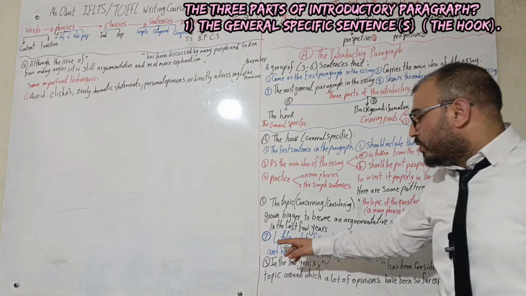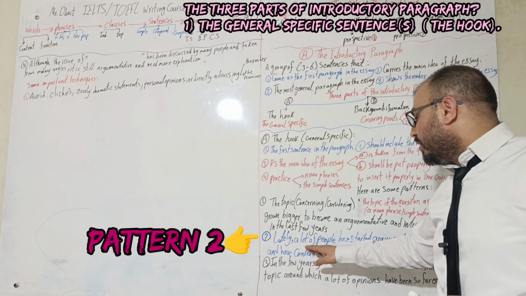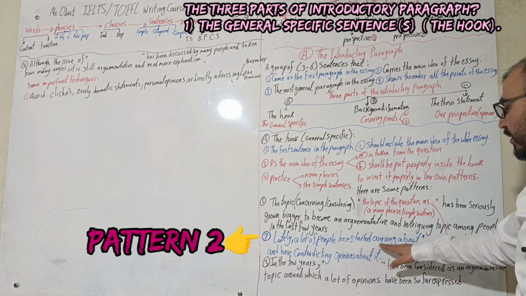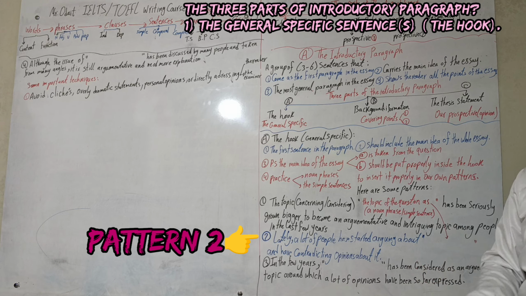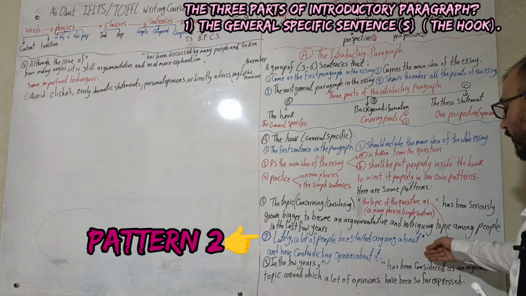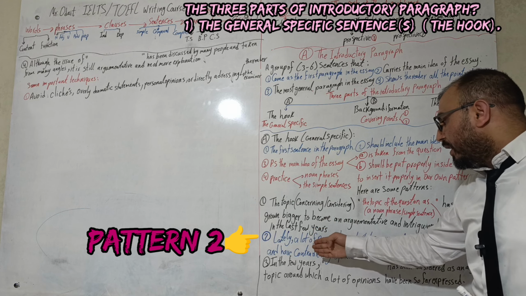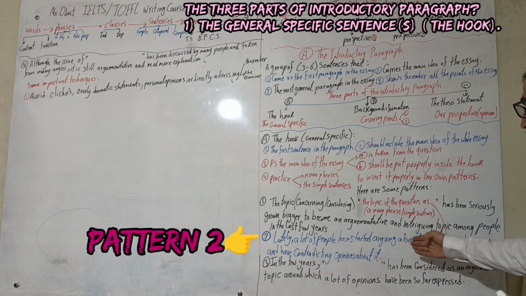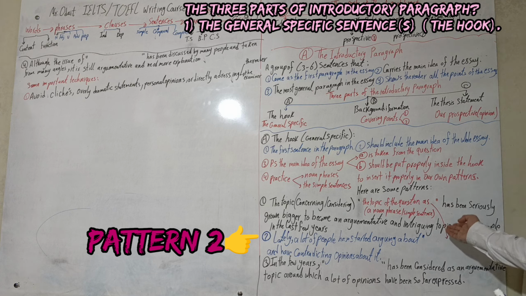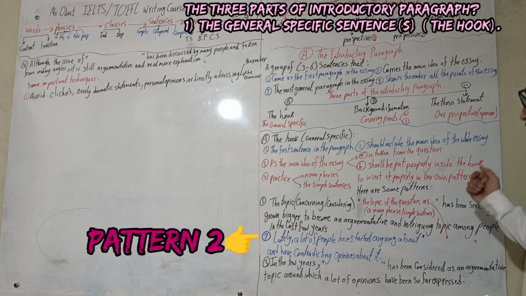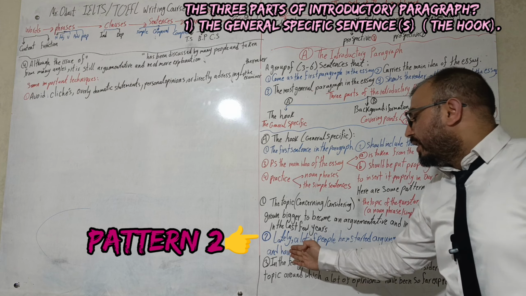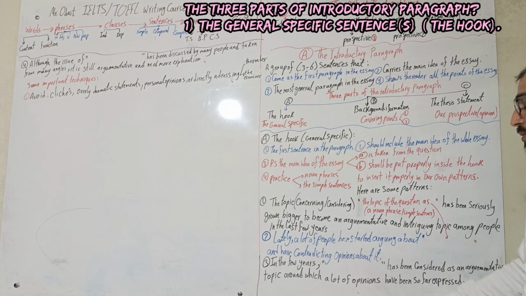We can take another option here, my friends. We say: lately a lot of people have started arguing about. For example, here again I give the space so that you can fill it with the topic. Lately a lot of people have started arguing about smoking, disadvantages of smoking, studying abroad or international trade, and have contradicting opinions about it.